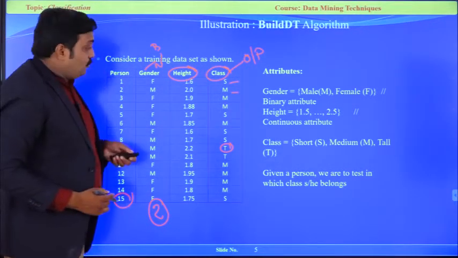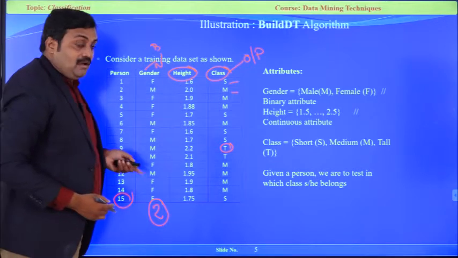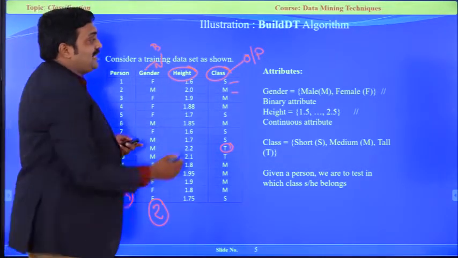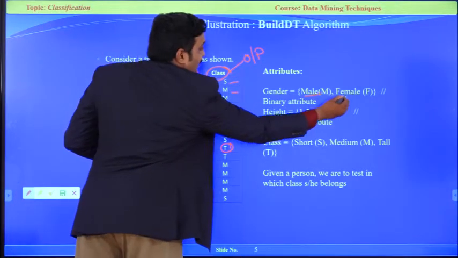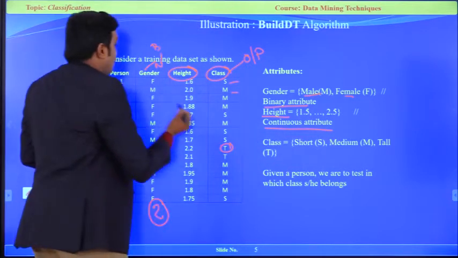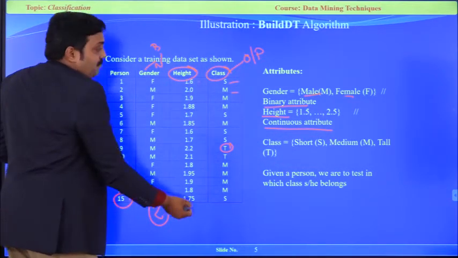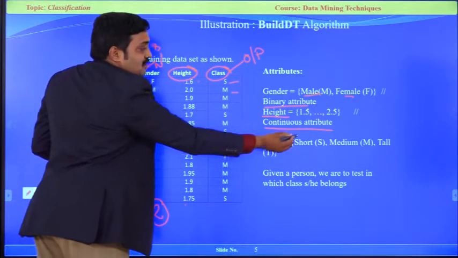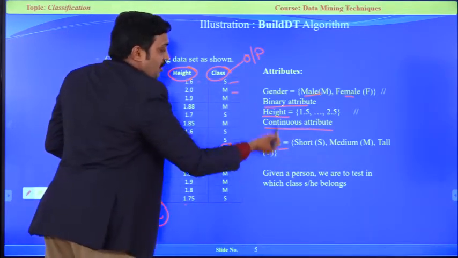Now, whenever I am getting this data, how to construct a tree? Here gender is a male and female binary attribute. Height is a continuous numerical type, from a minimum of 1.5 to a maximum of 2.5. And class is the size: smaller, medium, tall.